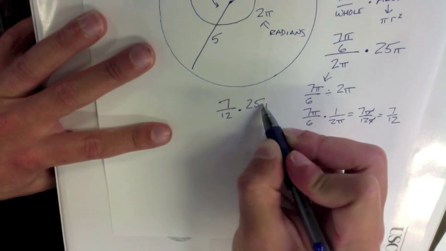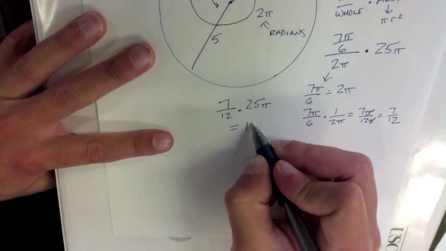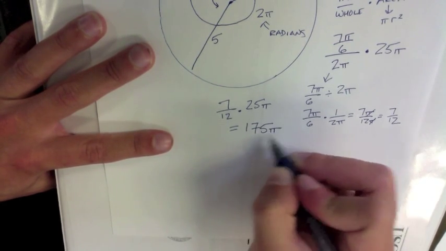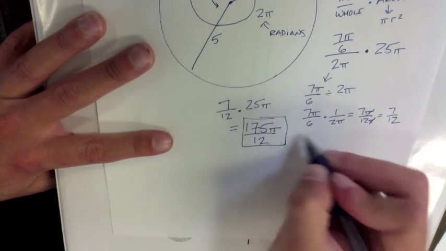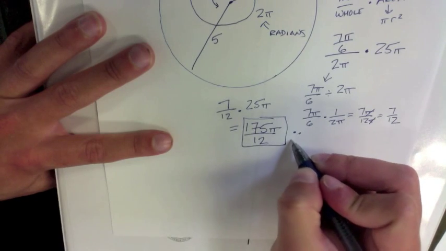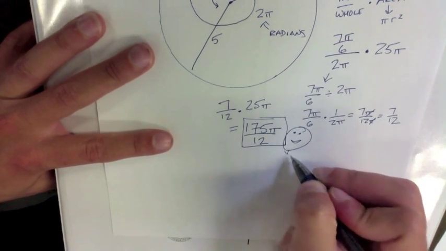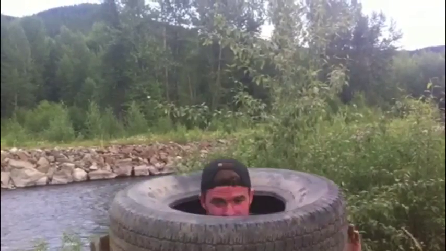7/12 of the whole circle, which is 25 pi. So now all you do is multiply 7 times 25 and you get 175 pi. Keep the 12 in the denominator, and you have now solved the area of that sector of that circle. Circles, they're everywhere.